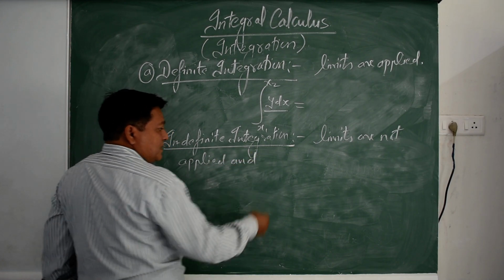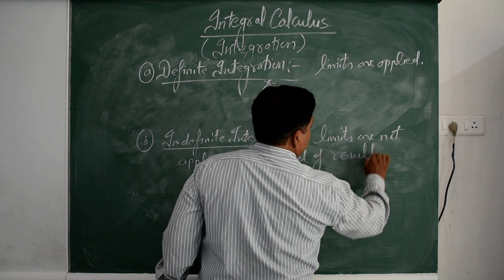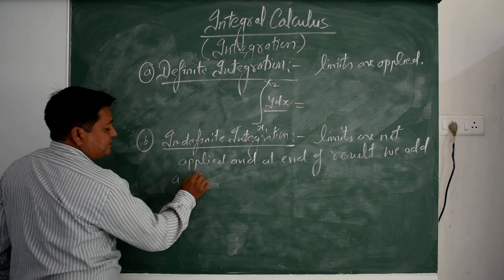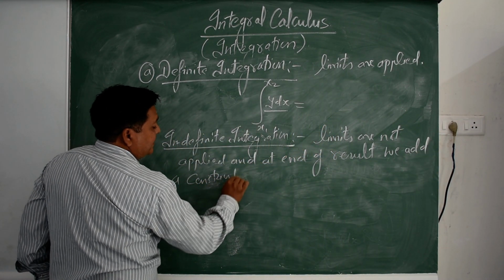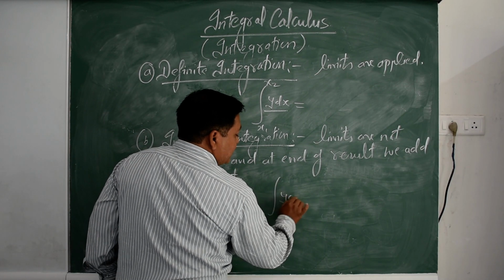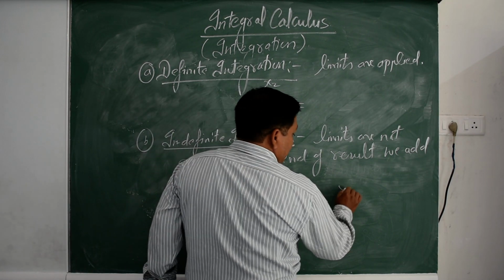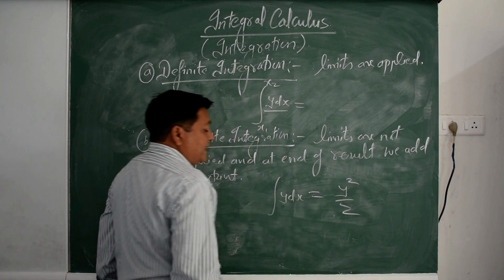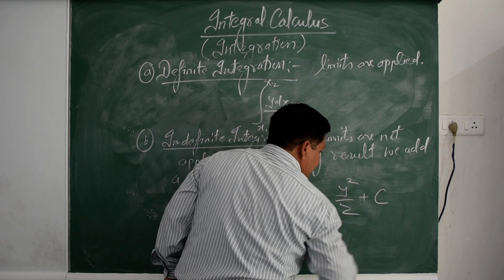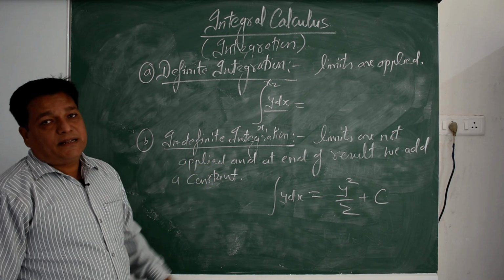And at the end of the result, we add a constant. A constant is added in case of indefinite integration. If integration of y dx is there, whatever the result of this y dx may be, if we get y square by 2 here, then after getting the result, we add one constant to the result, and in this way the indefinite integration is written.